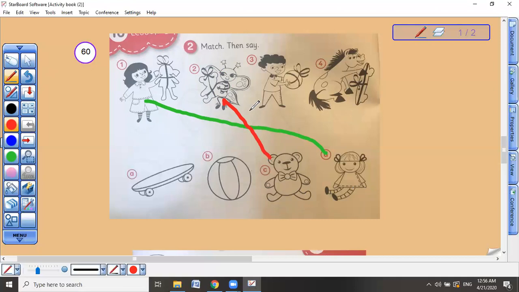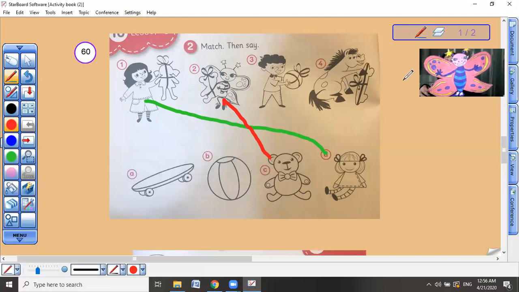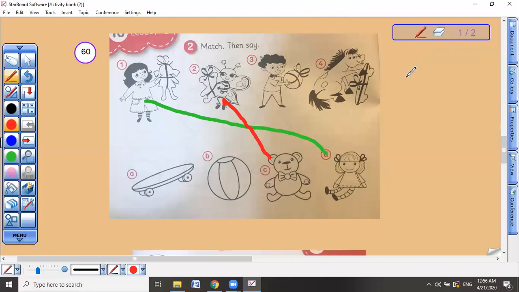Look who's here. Bella! Hi! I am Bella. I've got a teddy. Good job. Now say bye-bye. Say bye to Bella. Bye, Bella. Good job.